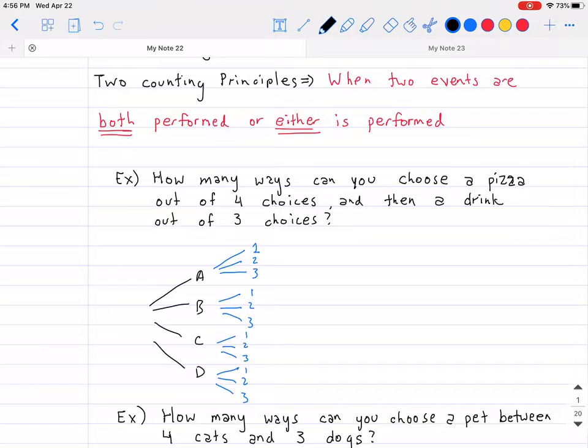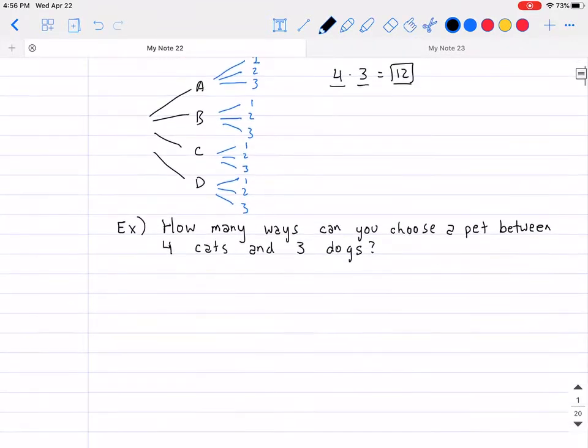Simply put, all you're really doing is taking one number multiplied by the other. In the first event, you have 4 choices for the pizza, and then you multiply by 3, which is the number of choices for the drinks. When you multiply those two together, the answer would then be 12.